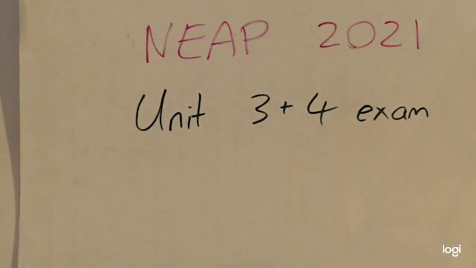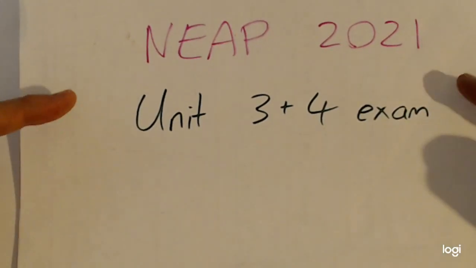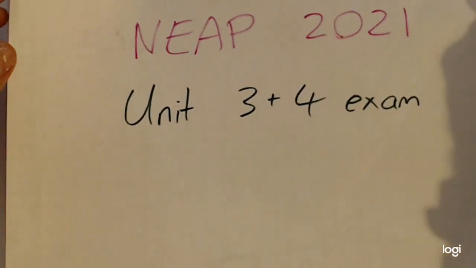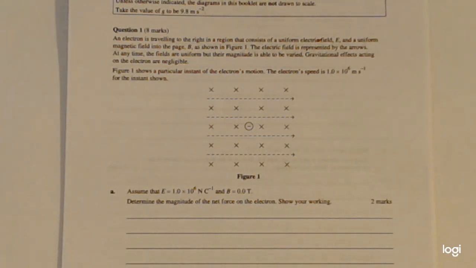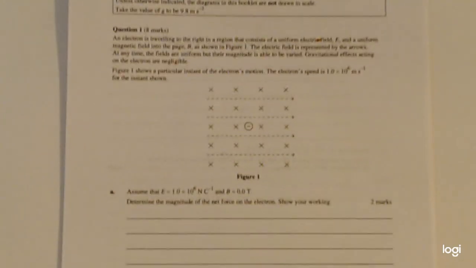G'day, this is part 3 of the NEAP 2021 Unit 3 and 4 exam, as my very professional sign just indicates to you. This is the beginning of the written section. I'm intending to do questions 1 to 10 in this particular video, depending on how many minutes that takes. Let's see how we go.